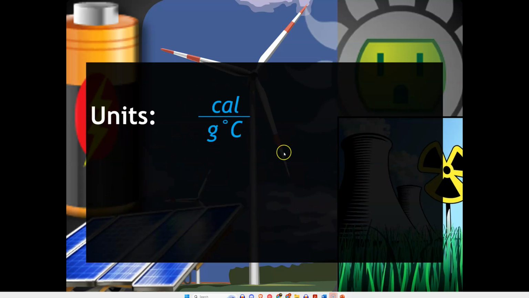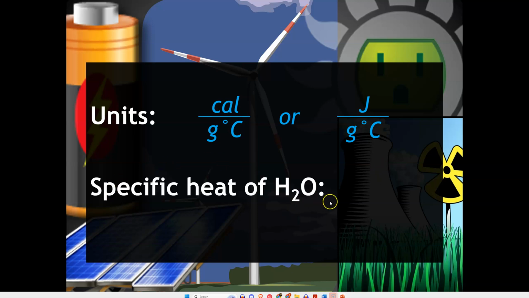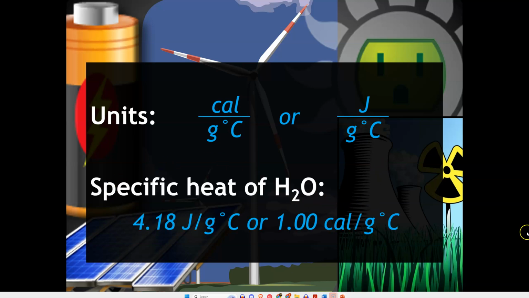So let's talk about the units. The units we'll be talking about today are calories per gram times °C or joules per g°C. Generally, we're going to be using joules over grams per °C because that's the one we use in labs. Water has a very unique property. It has the ability to hold a lot of heat: 4.18 joules per gram per °C, or 1.00 calories per gram per Celsius. This is a very, very important number that I want you to make sure you know.